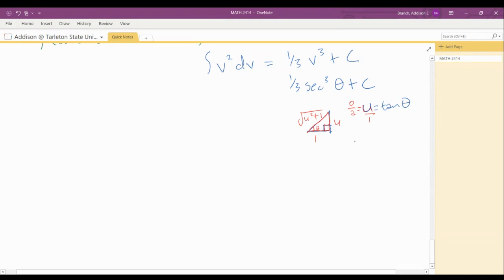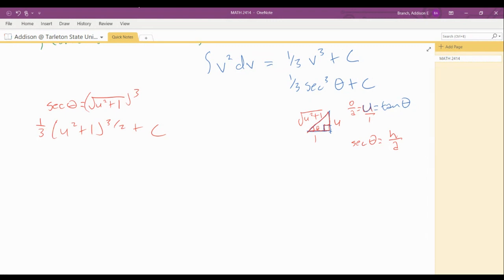So we know that once again, secant is equal to hypotenuse over adjacent. So therefore, secant of theta is just the square root of u squared plus 1. We can cube that. So now we have 1/3 times u squared plus 1 to the 3/2 plus c.